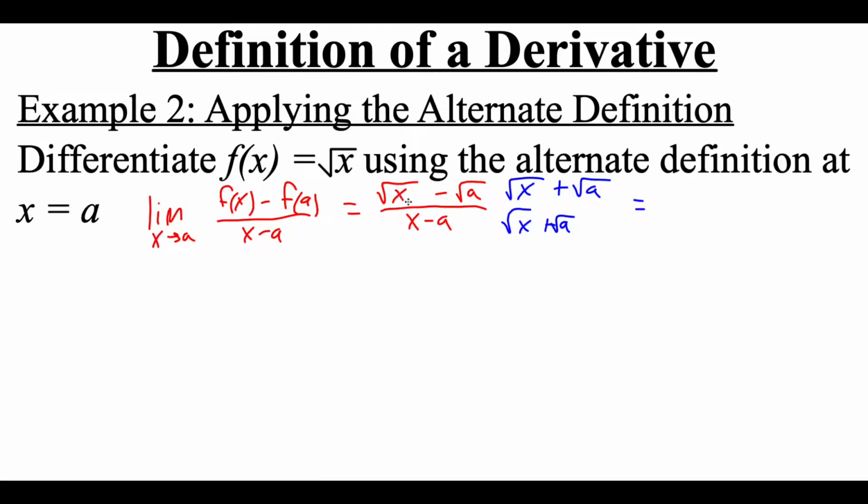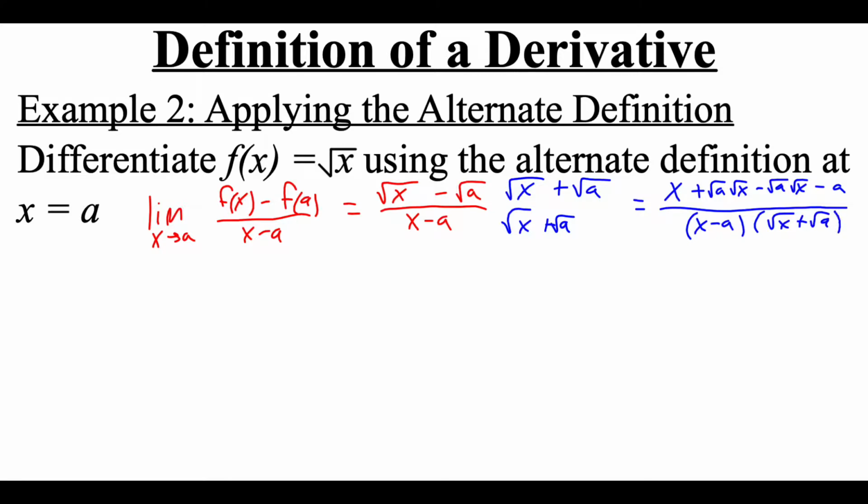On top, we're going to work on foiling this out. So the square root of x times the square root of x gives you just regular x. If I take the square root of x times the square root of a, I can't really put those together, so I'm just going to leave it as plus root a root x. And then if we take this negative root a times this root x, we're going to get minus root a root x. And then if I take negative root a times positive root a, I'm going to get minus a on top. And then on bottom, we have x minus a times the square root of x plus the square root of a.